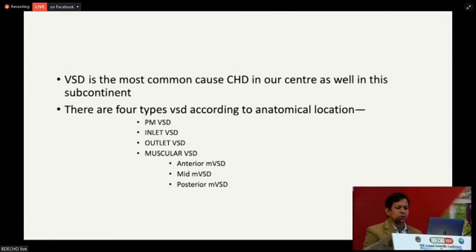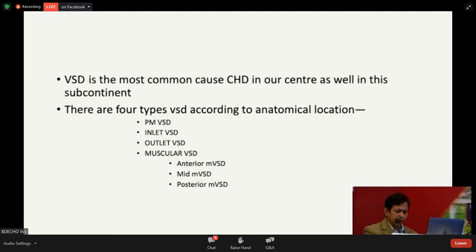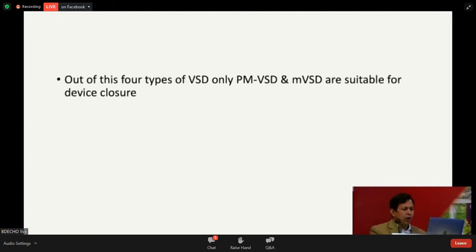VSD is the most common cause of congenital heart disease in our center as well as in this subcontinent. There are 4 types of VSD according to anatomical location: perimembranous VSD, inlet VSD, outlet VSD, and muscular VSD. There are 3 types of muscular VSD: anterior, mid-muscular, and posterior muscular VSD. Out of these 4 types, only perimembranous and muscular VSD are suitable for device closure.